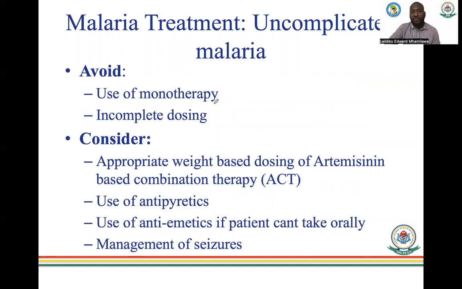You need to avoid use of monotherapy, and you need to avoid incomplete dosing. And then you need to consider appropriate weight-based dosing for artemisinin-based combination therapy. So since you're not using monotherapy, we're using artemisinin-based combination therapy. And also you should consider use of antipyretics because of the fever of these patients, and also use of antiemetics, especially when patients are vomiting. Antiemetics can help your patient to be able to swallow. But it is important to note that some antiemetics can make a patient look drowsy, so it might confuse you with neurological manifestations.